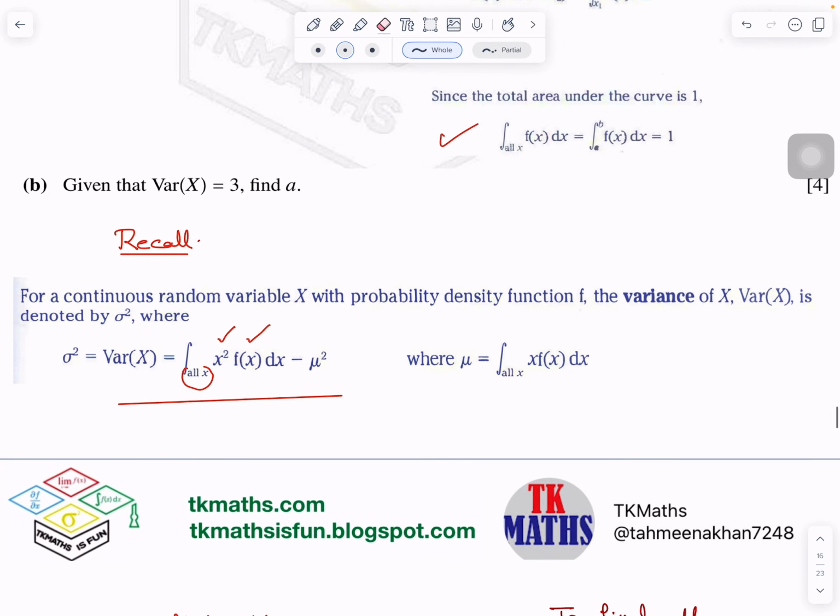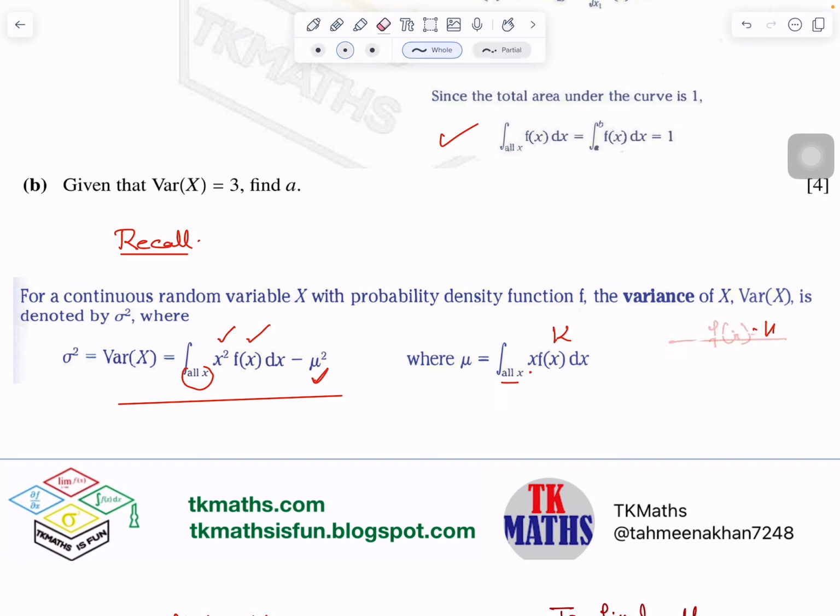And for mu, which I will plug in here, the formula for mu is, again for all values of x, function multiplied by x. And what is my function? Function is k. I have shown you here. That was a straight line. So it was f of x equals k. And limits are from 0 to a. This is what we will apply here.